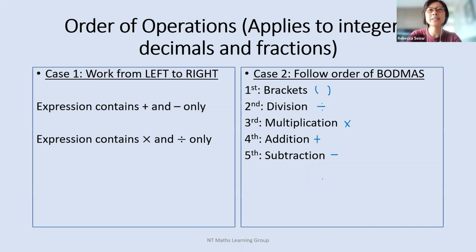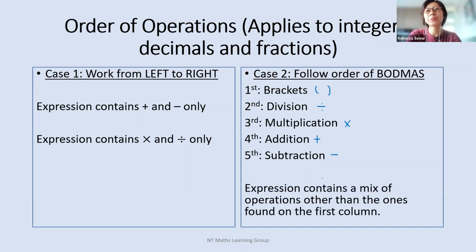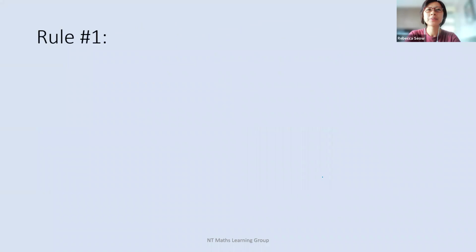This is also covered in Primary 5, if you have remembered, order of operations. So in Secondary 1, what's new? Well, when we cover integers, we also get to cover negative numbers. And here are some rules that we need to remember.